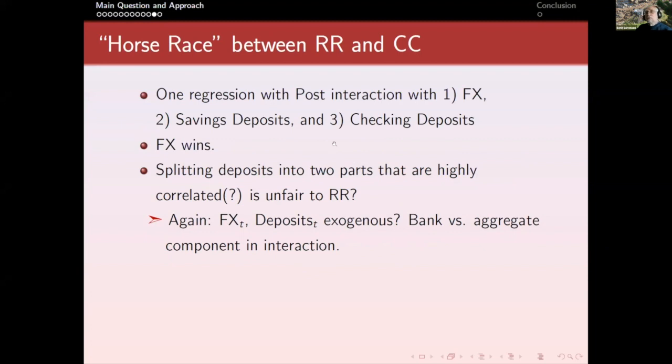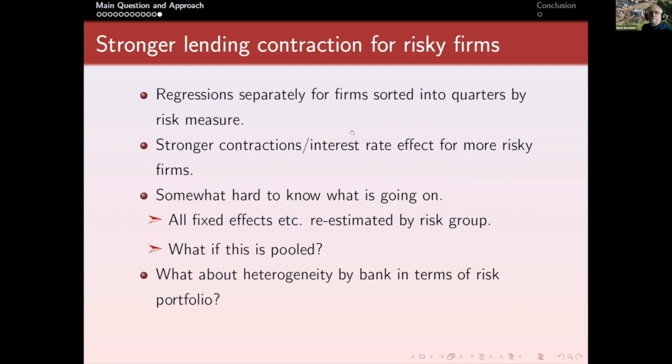I don't know. You have a horse race where you ask, is it FX that matters, so it's a currency restriction, or is it the reserve requirement? So you split it up into FX, savings deposit, checking deposit. Again, going back to the correlation, if savings deposits and checking deposits are highly correlated, an OLS coefficient is only determined by whatever is orthogonal to the rest of the regression. So in some sense, if these deposit levels are very correlated, you're sort of killing them by doing that split. Why don't you do the whole thing?